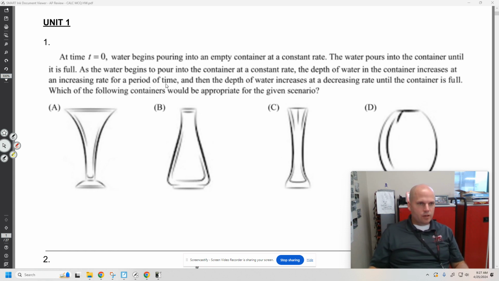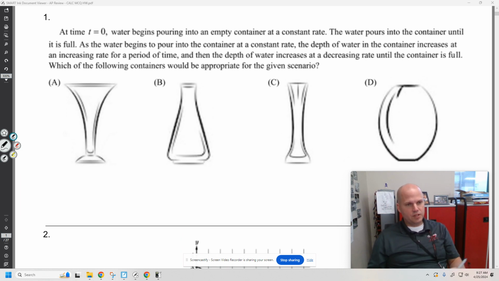Water pours into the container until it is full. Water begins to pour in the container at a constant rate. The depth of the water in the container increases at an increasing rate for a period of time. Then the depth of water increases at a decreasing rate. So the depth is what we're plotting. Let's look at what the depth of water would be, constant for a period of time. Oh, okay, no. The water is being poured in at a constant rate. The depth of the water increases at an increasing rate and then increases at a decreasing rate. So it's going to look like that.